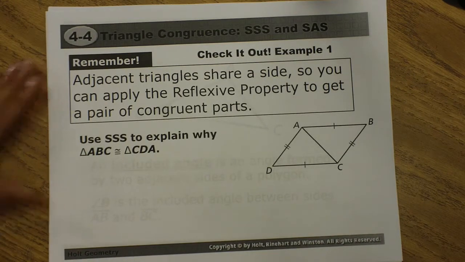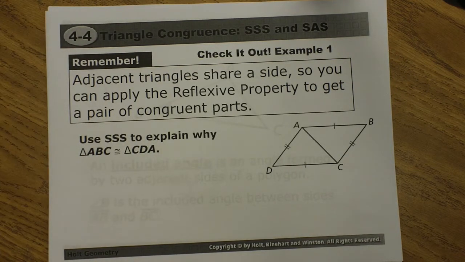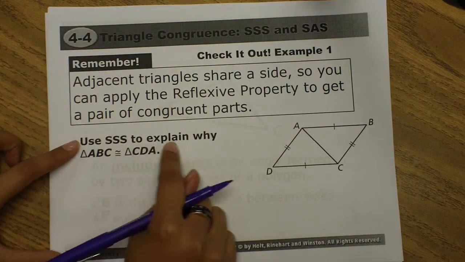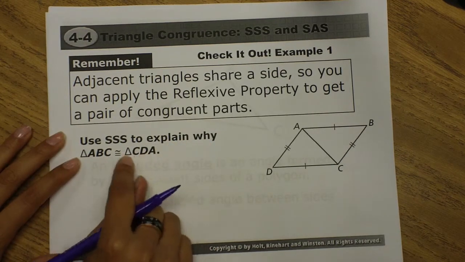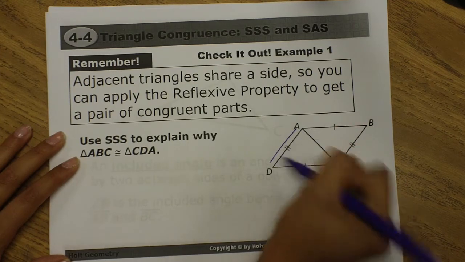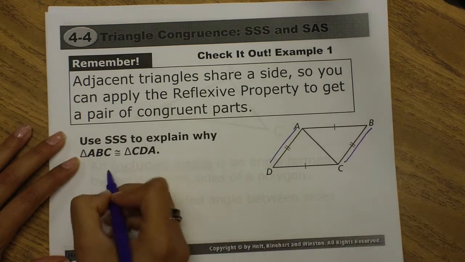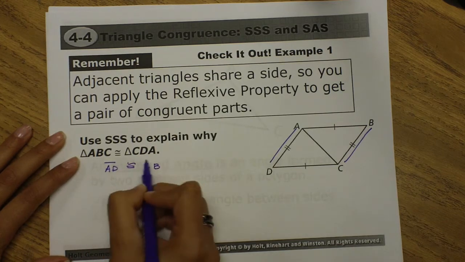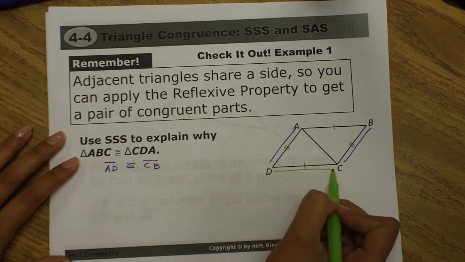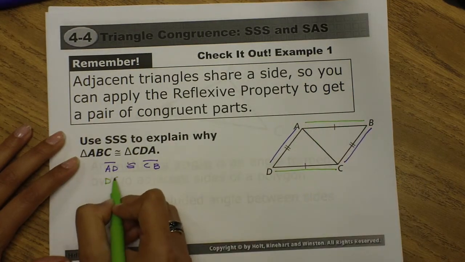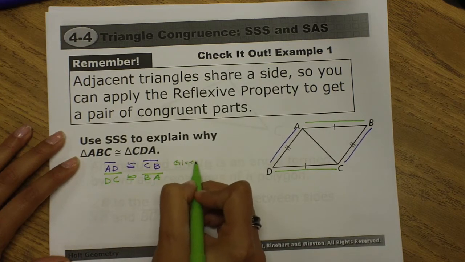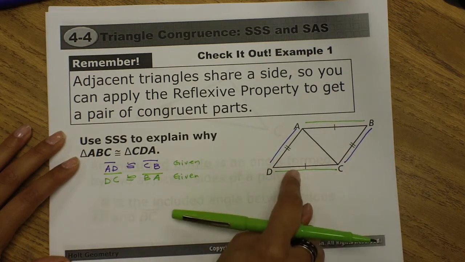Alright, so I have your first example, and before we actually do the example, there's a little reminder up at the top that you can use the reflexive property if and only if the triangles share a side. So here's your question. You need to use the side, side, side postulate in order to explain why these two triangles are congruent. I have AD being congruent to CB. I also have DC being congruent to BA. And both of those are given pieces of information because they're marked on my image.